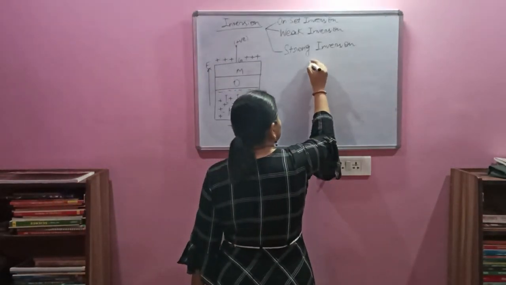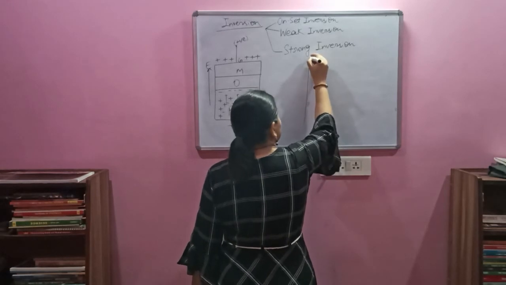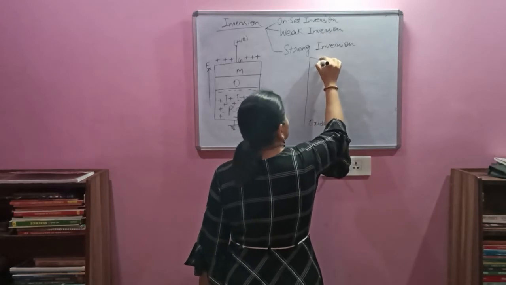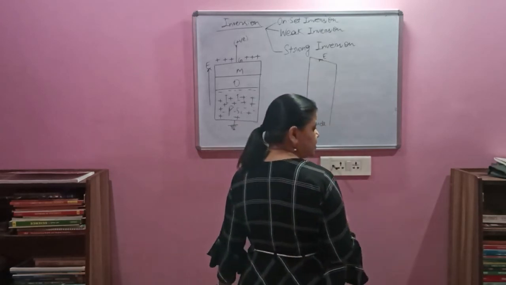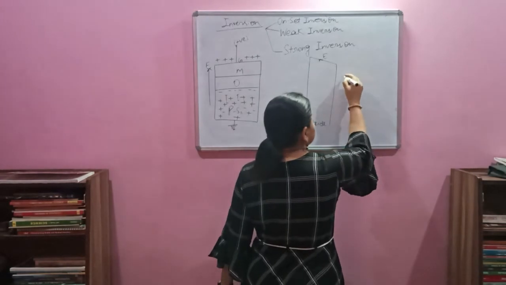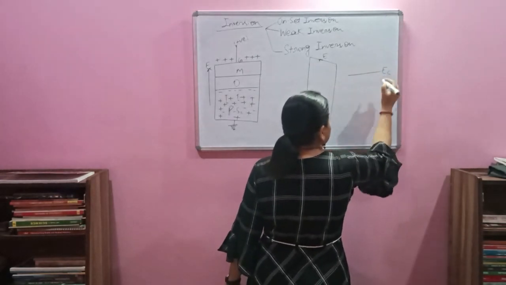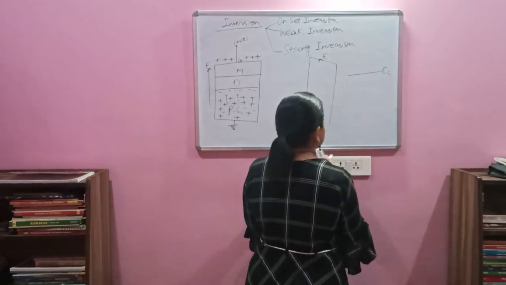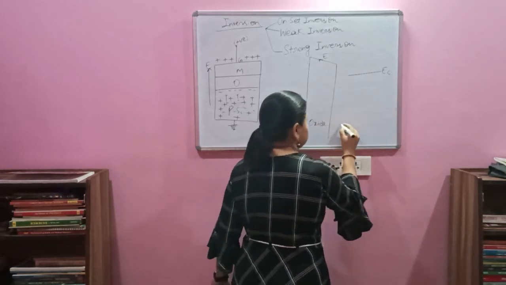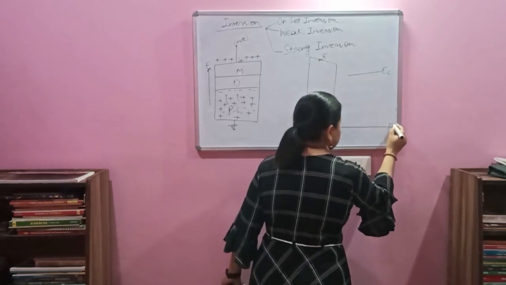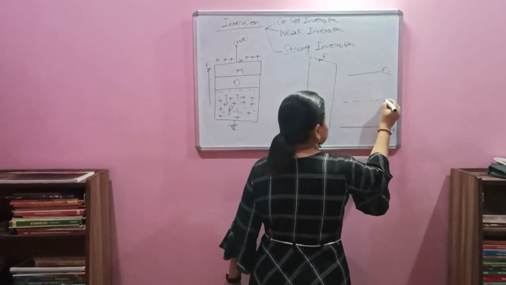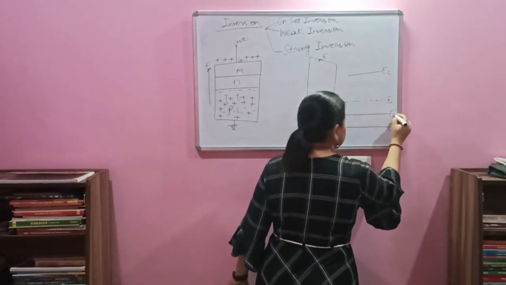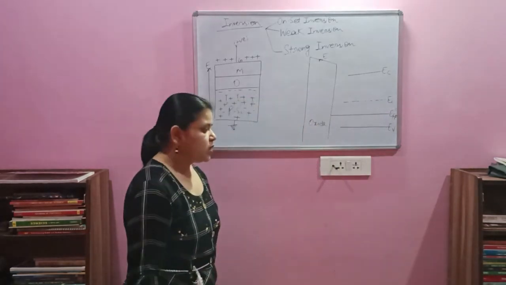Again, if I draw this with the help of a band diagram, and this is the electric field, conduction band, valence band, in between we have the intrinsic level and then the Fermi level. Okay.